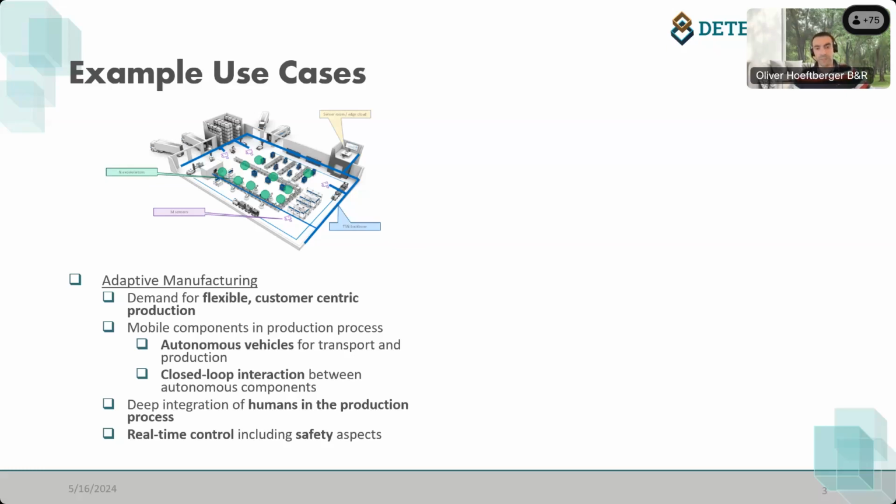Another factor is the deeper integration of humans in the production to really interact with machines. This is often a question of safety, and here we need the real-time control loops included in the safety mechanisms of those systems.